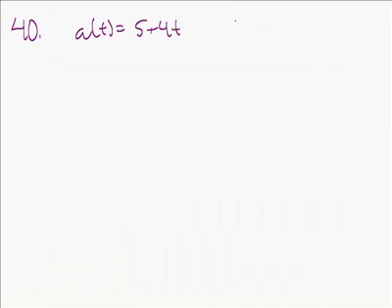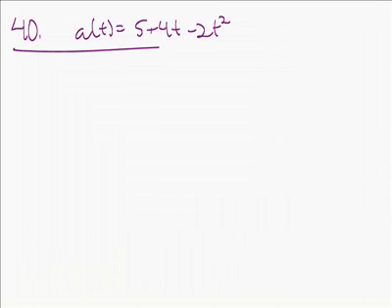Alright, let's go ahead and just look at one or two more examples, at least set them up. I want to look at number 40, just to make sure that we're clear about the interaction between acceleration, velocity, and position. We have acceleration a of t, and this problem is given by 5 plus 4t minus 2t squared.